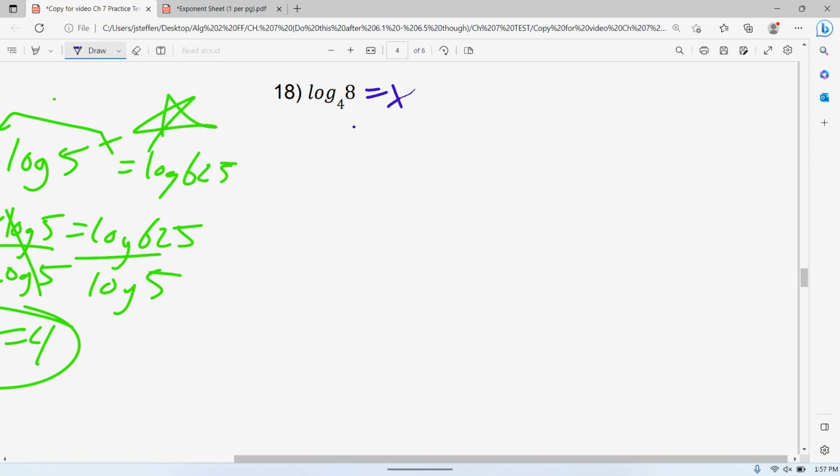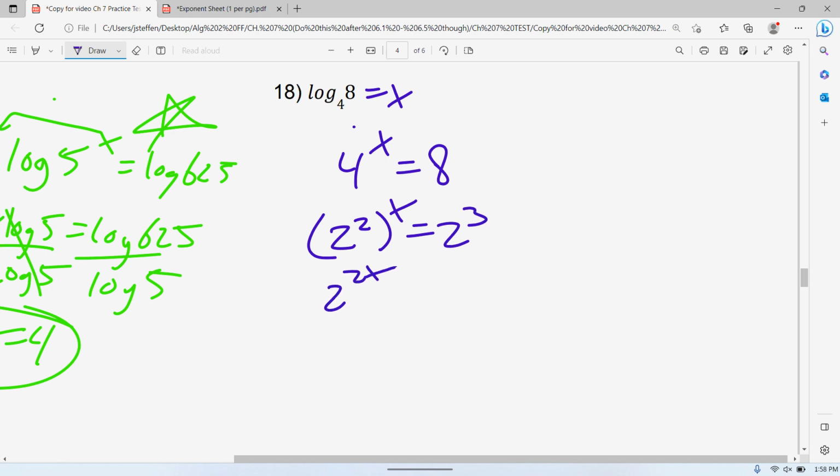X, so that 4 raised to the x is equal to 8. Remember, you cannot make this base 4 because 4 raised to what number is 8? There is none. It's going to be some decimal. So instead, I'm going to change 4 into 2 squared raised to the x. And 8, I know, is 2 to the third.